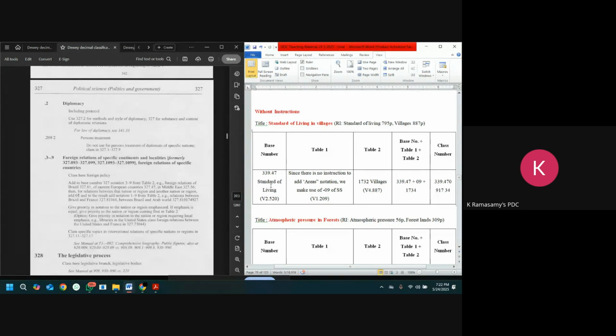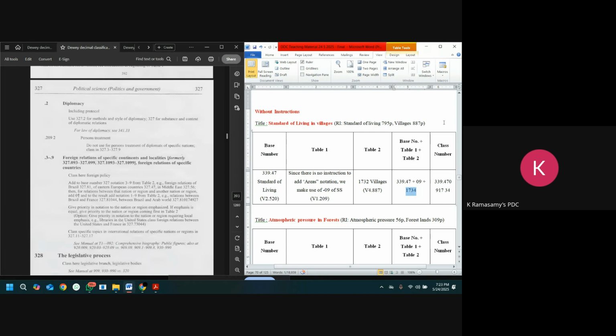I just went around standard of living to identify whether there is an instruction. There is no instruction. When there's no instruction, I'll make use of 09. What is 09? Standard subdivision. So 339.47 is the base number. 09 is the joining number, which is taken from table 1. Then you can write 1732, called village. So this way, even numbers from table 2, series 1, can be taken. See, number 4 stands for one continent, the Europe continent. Number 5, Asia. But number 1, no, it is having general places.